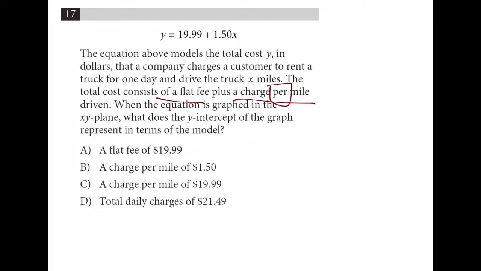This keyword per means we're talking about slope. So in fact, that's going to be the 150x. And that leaves $19.99 as the flat fee. That's why the answer is A.